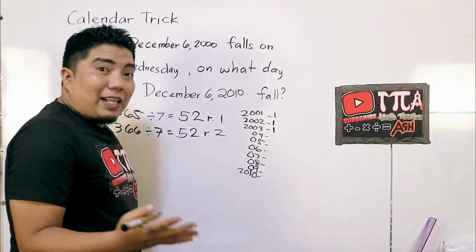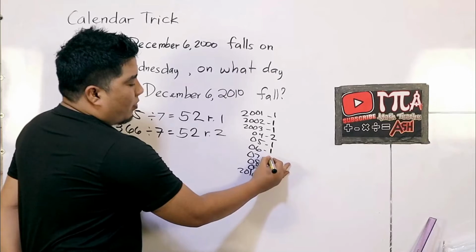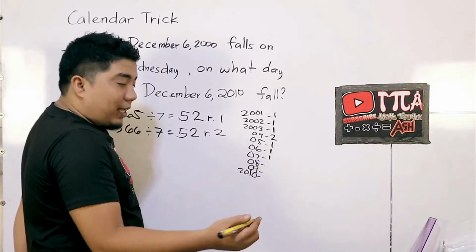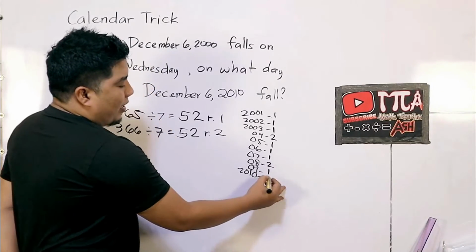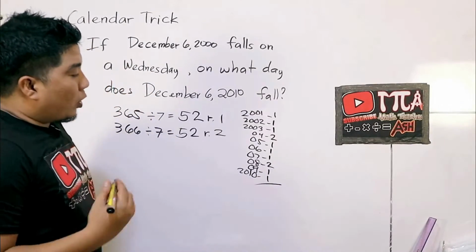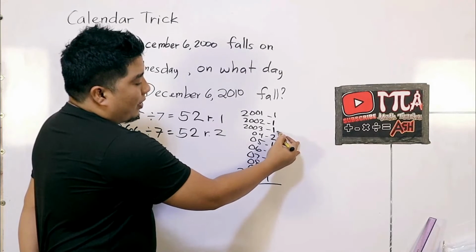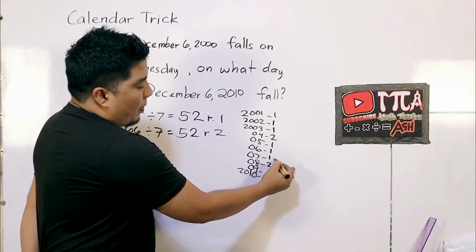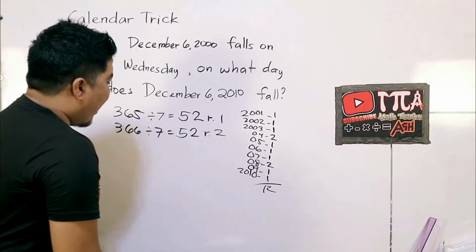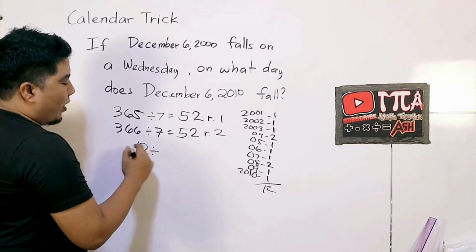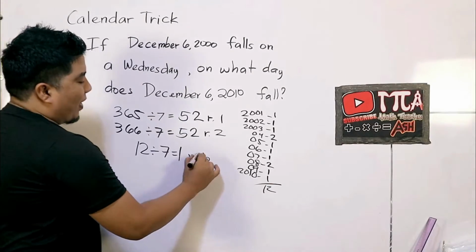But for 2004, that is a leap year, so we will have a remainder of 2, remainder of 1, remainder of 1, remainder of 1. For 2008, that is a leap year, so remainder of 2. And then for 9, remainder of 1. And for 10, that is another remainder of 1. So what we will do is you just count all the remainders. So 1 plus 1 plus 1, that is 3, plus 2, 5, plus 3 again, we have 8, 10, 12. So that is 12. And if we divide 12 by 7, we will have 1, remainder 5.